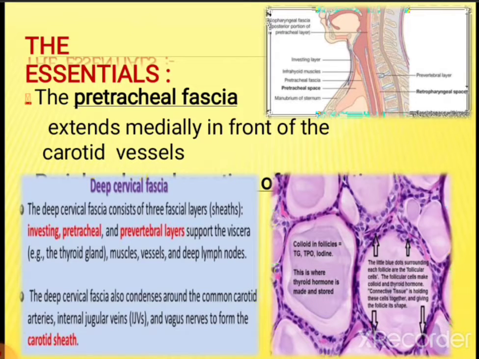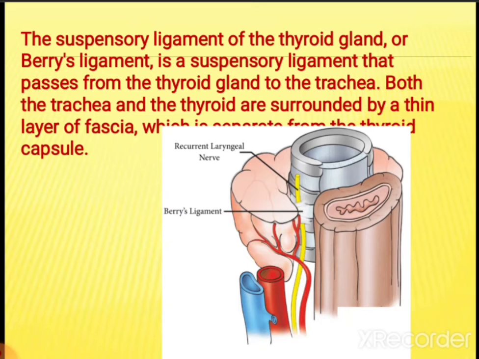It is enclosed within the pretracheal fascia, which is a part of the deep cervical fascia in the neck. This pretracheal fascia is found in front of the trachea. There is a suspensory ligament of the thyroid gland, also known as Berry's ligament.